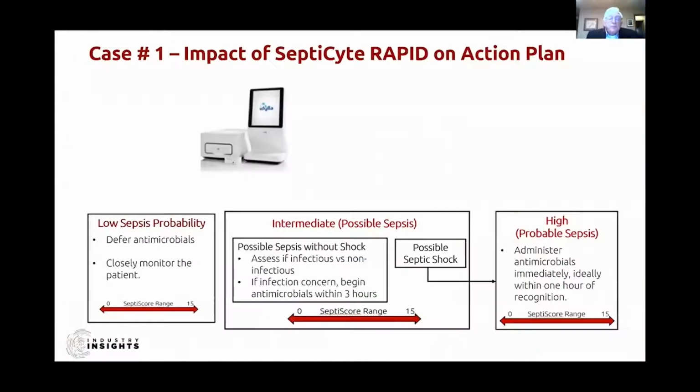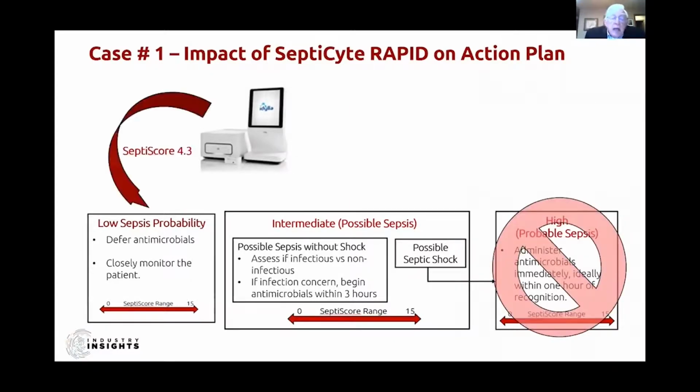Next. How would Septicyte Rapid impact this action plan? Next, we don't have shock in the case on the second day in this patient, and the sepsis score of 4.3 in this patient would suggest a low probability of sepsis. Continue deferring antimicrobial use until these cultures and sputum results and chest X-ray results are present.